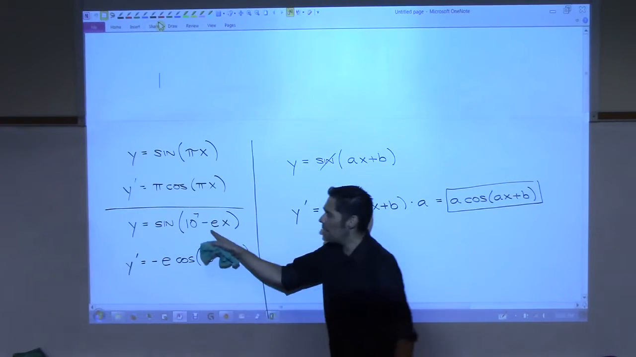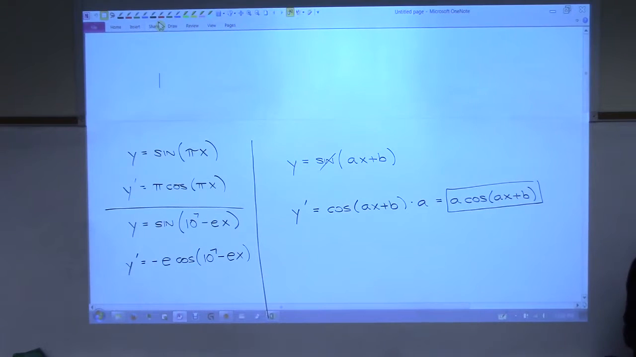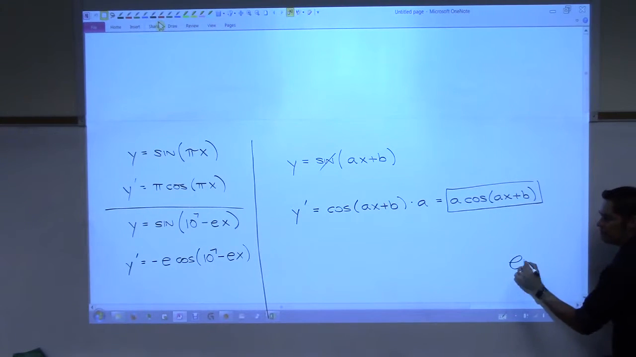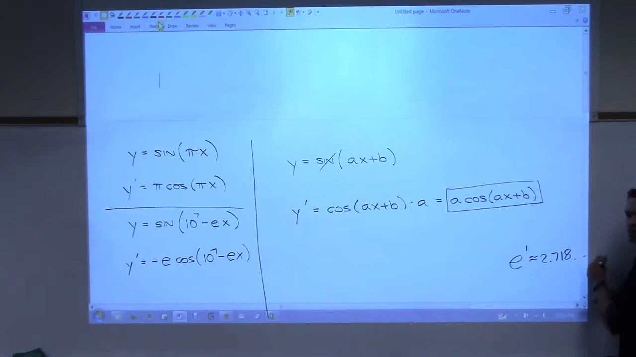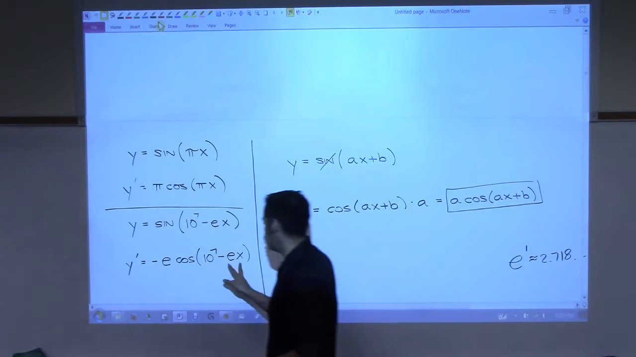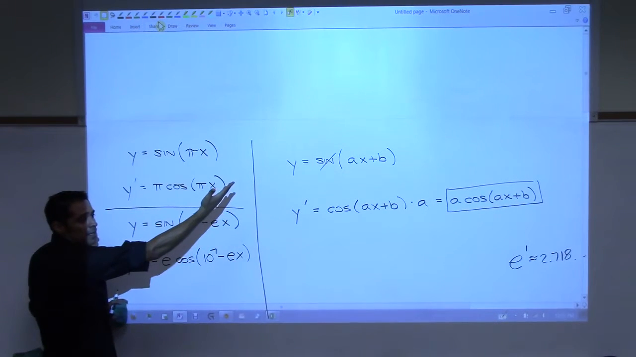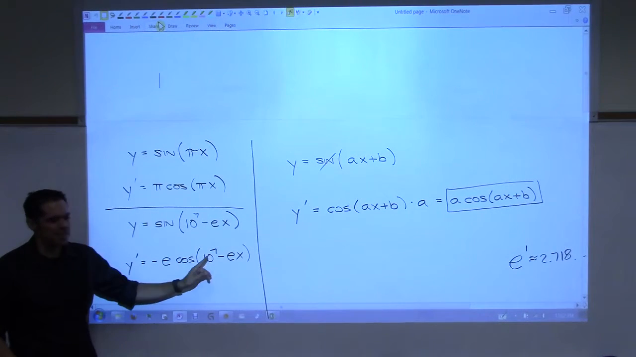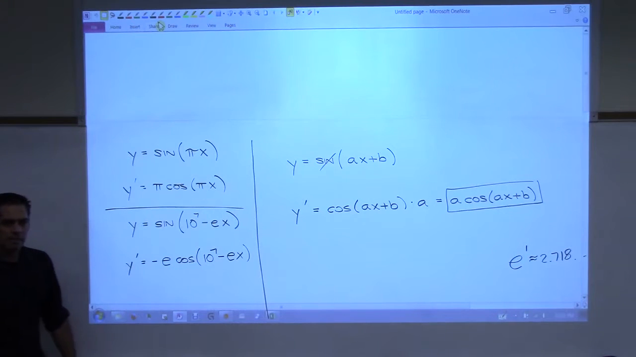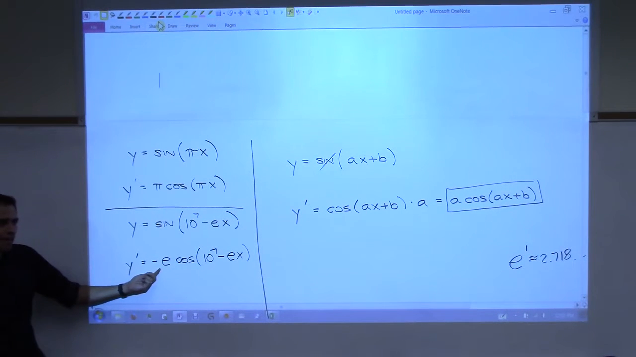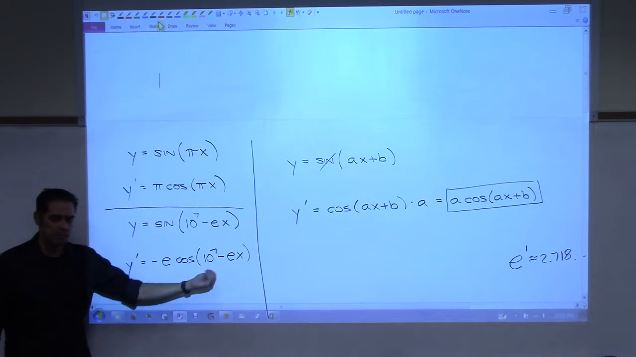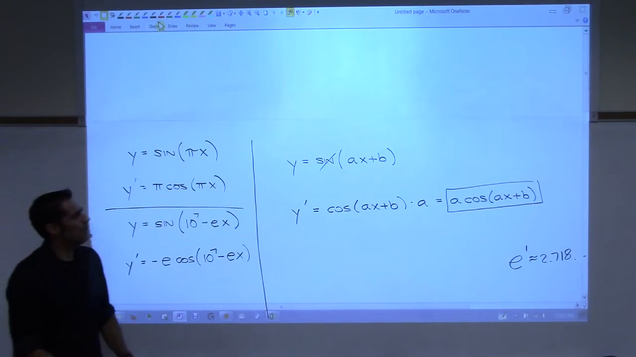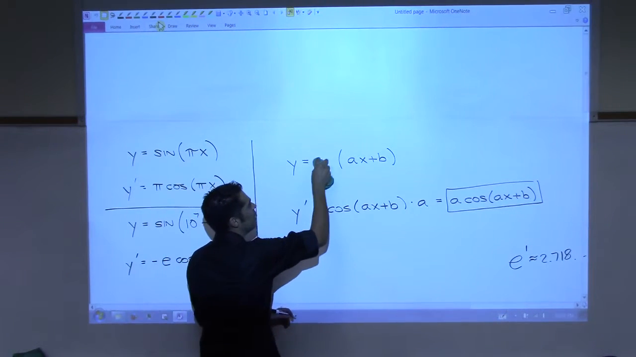Now remember, e by itself is a number, just like pi is. E is the same as e to the first power, which is approximately 2.718 something, all right? So I just kind of gave you a very tricky version of ax plus b. The a here was negative e, and then the b was 10 to the 7th, which is some constant. So the a popped out, cosine of the stuff. Got it?